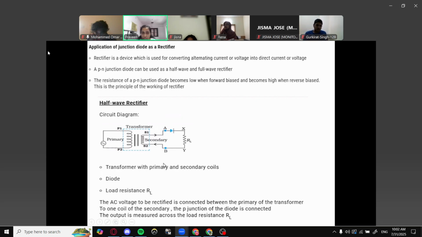Just cross check this diagram with what you have drawn, then mark accordingly. Otherwise, the explanation will go wrong. You will be getting confused. So the markings onto the diagram for your half wave rectifier, just mark it as you are seeing in this diagram.